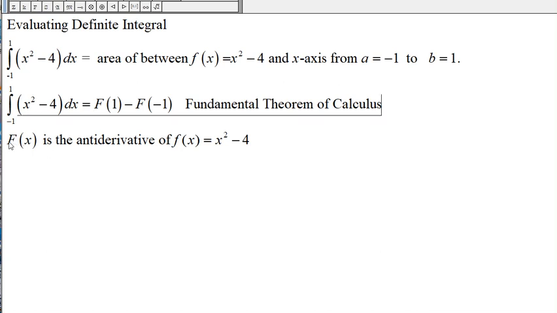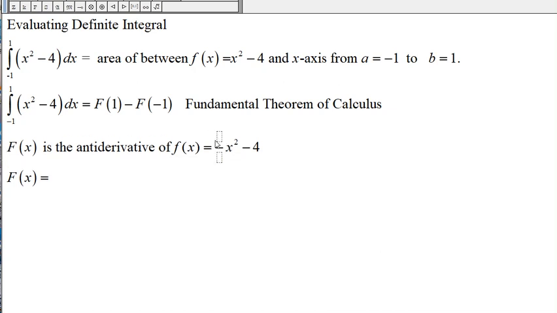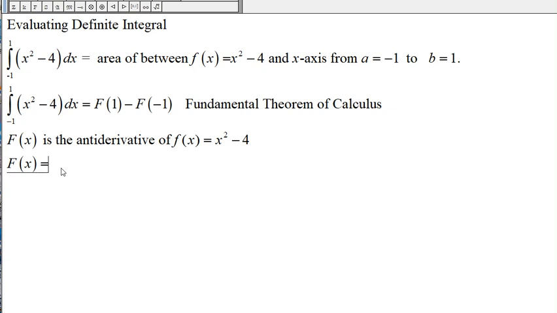First we need to find the antiderivative of this function. Recall that to find the antiderivative of x squared, we add 1 to the exponent and then divide by whatever we get. So we have x squared, add 1 to the exponent, and we get x to the third, divided by 3. Then the antiderivative of a constant is just the constant times x.